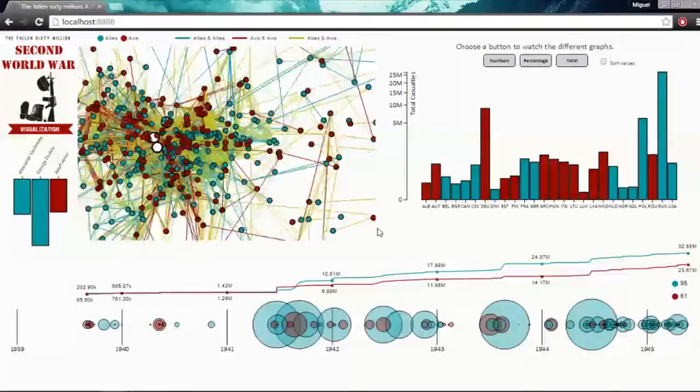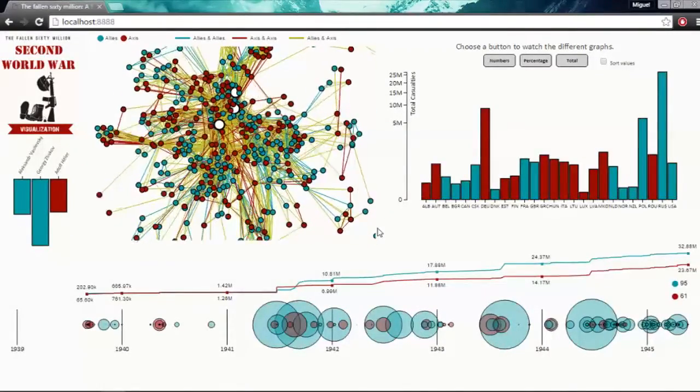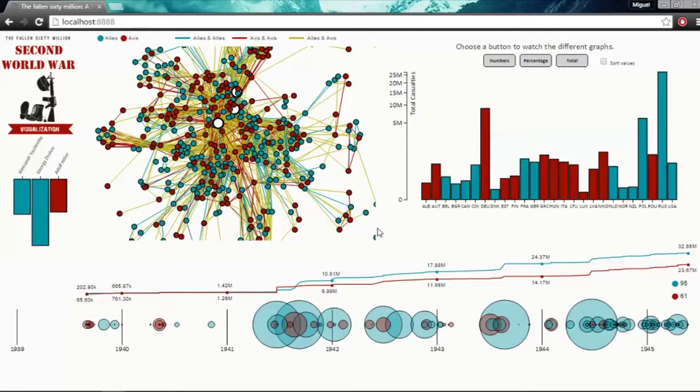The Fallen 60 Million is a visualization that focuses not only on the number of people that lost their lives in the Second World War, but it also addresses the people who commanded them to their graves. It is composed of 5 components distributed across 4 different sections.